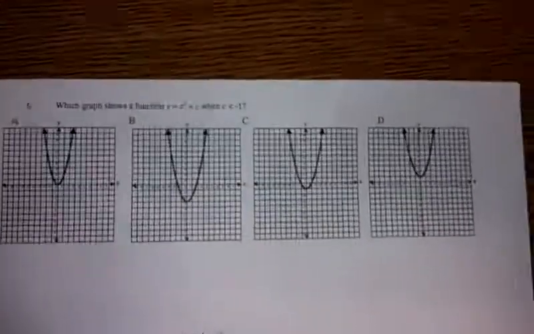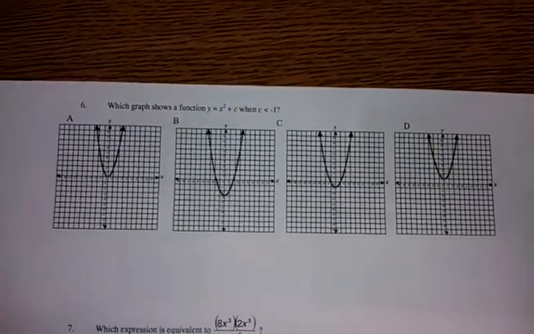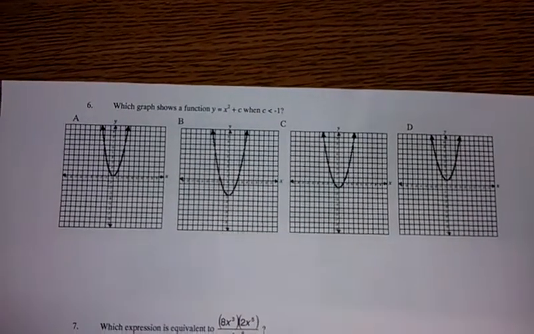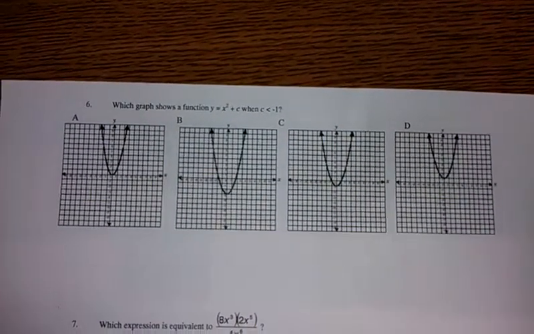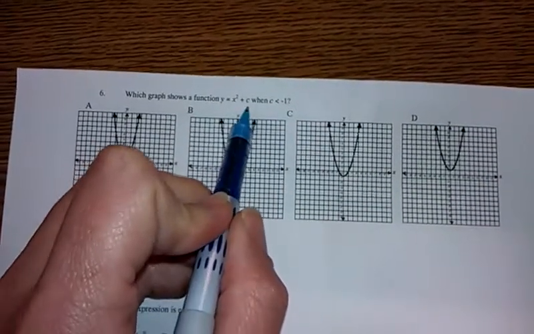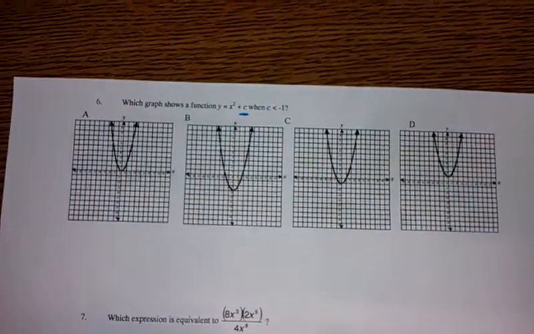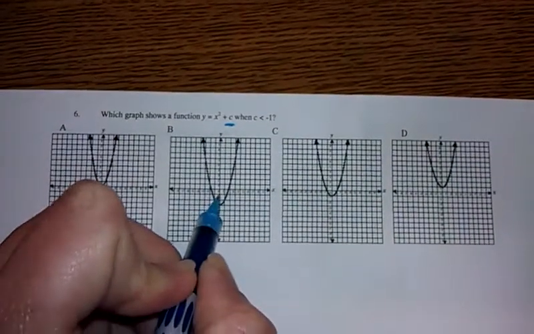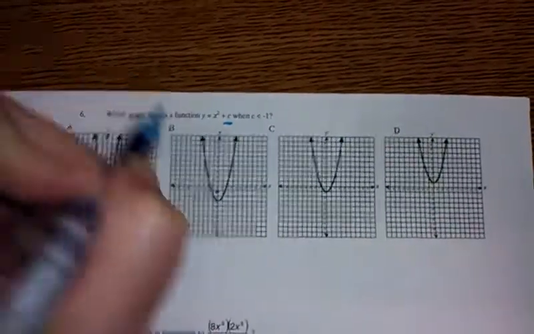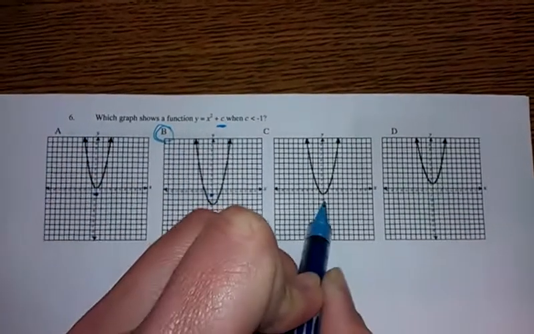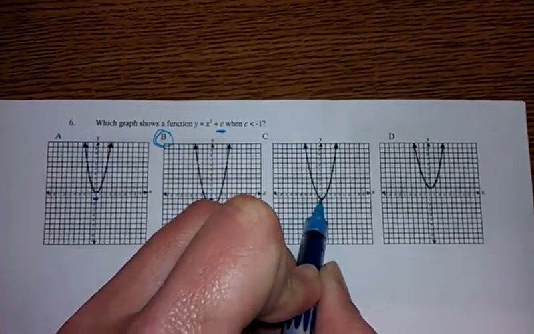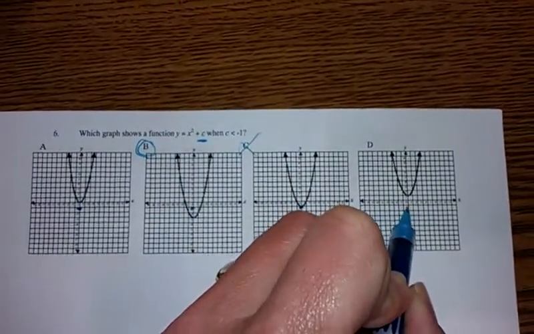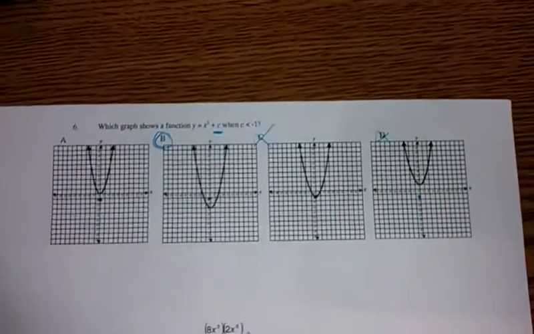Okay, this next one that you should have on your paper says, when the graph shows a function y equals x squared plus c, which one is going to show when c is less than -1? Meaning, when is this number going to be lower than -1? Well, here's -1. This one's above it. Here's -1. Oh, there it is, down below, it's going to be B, but I'll check the others. This one's right at -1. Well, that doesn't say equal to, so that can't be it. And this one is above -1. So the answer is B.